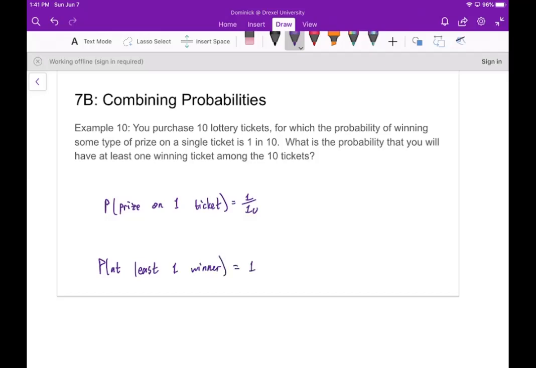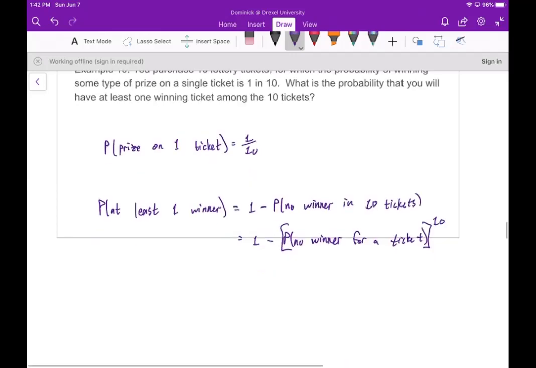So that's 1 minus the probability of no winner in 10 tickets. And of course we can do the same, 1 minus the probability of no winner for a ticket, and then raise that to the 10th power. So in this case, our calculation is 1 minus, now the probability that we don't win is 9 out of 10, because the probability that we do win is 1 out of 10. So then of course I need to do 1 minus 9 over 10 to the 10th power.